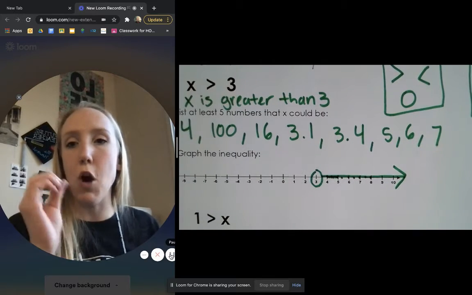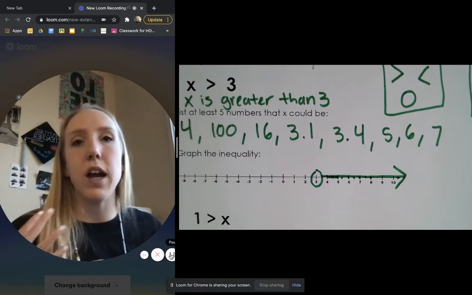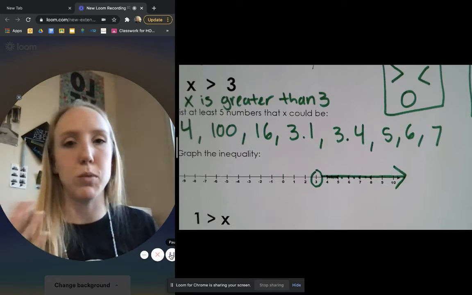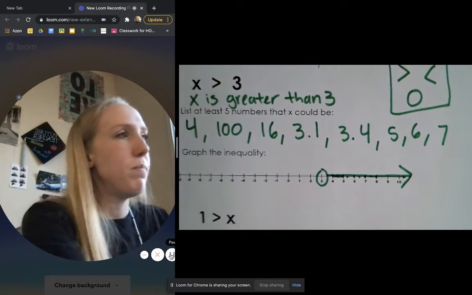This is what it should look like: an open or closed dot, and then an arrow in the direction of the bigger or smaller numbers, whatever way it needs to go.